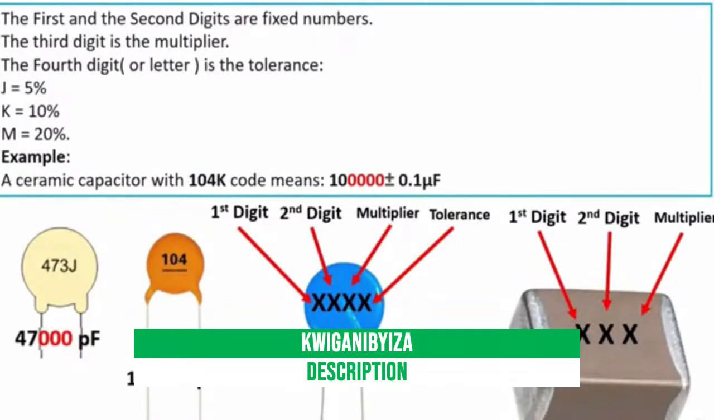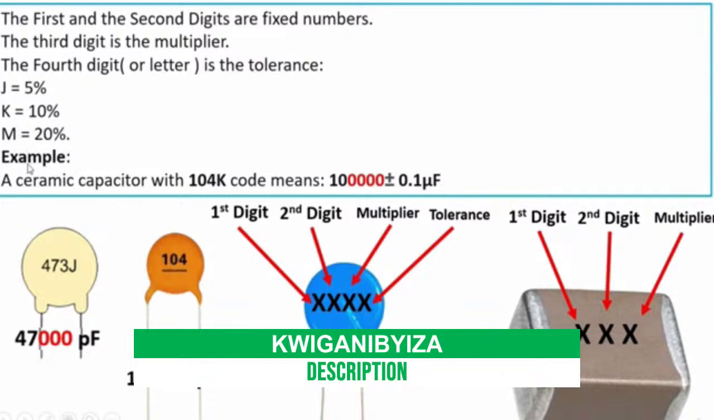So now I'm going to show you how to calculate the ceramic capacitor code, using the same working principle as the resistor. The first and the second digits are fixed numbers. The third digit is the multiplier. But for the ceramic capacitor, the fourth digit or letter is the tolerance. So if you find J, it means 5%, K 10%, M 20%.